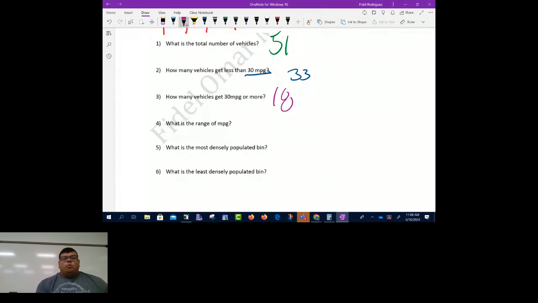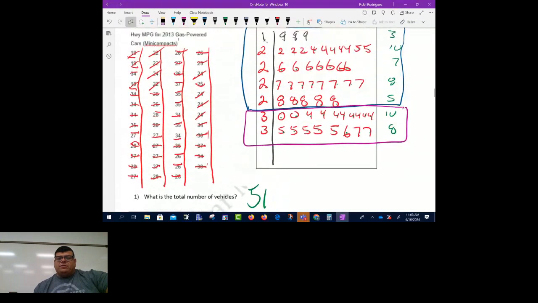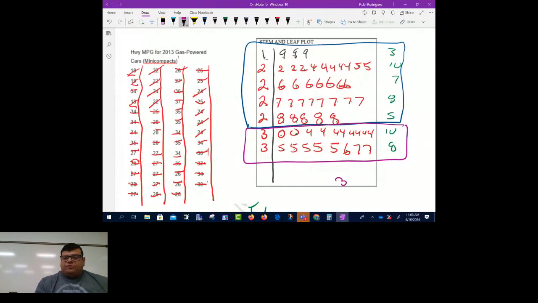Okay. What about the range? Remember what the range is, y'all. The smallest number minus the biggest number. Smallest number looks like it was 37, right? Because that was the biggest number. Smallest number, y'all, was 19.